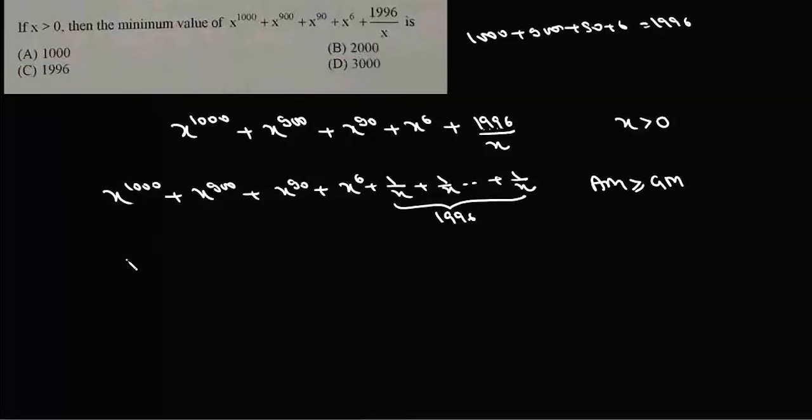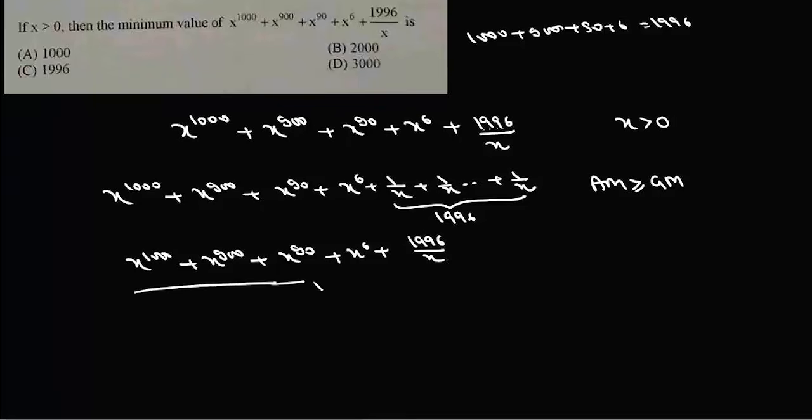Now its arithmetic mean will be x to the power 1000 plus x to the power 900 plus x to the power 90 plus x to the power 6 plus 1996 upon x, whole divided by, now the number of terms here is 2000, and it should be greater than or equal to their geometric mean. Now if we multiply all these terms, we get x to the power 1996 into 1 upon x to the power 1996, which is 1, to the power 1 upon 2000, so it will be 1.